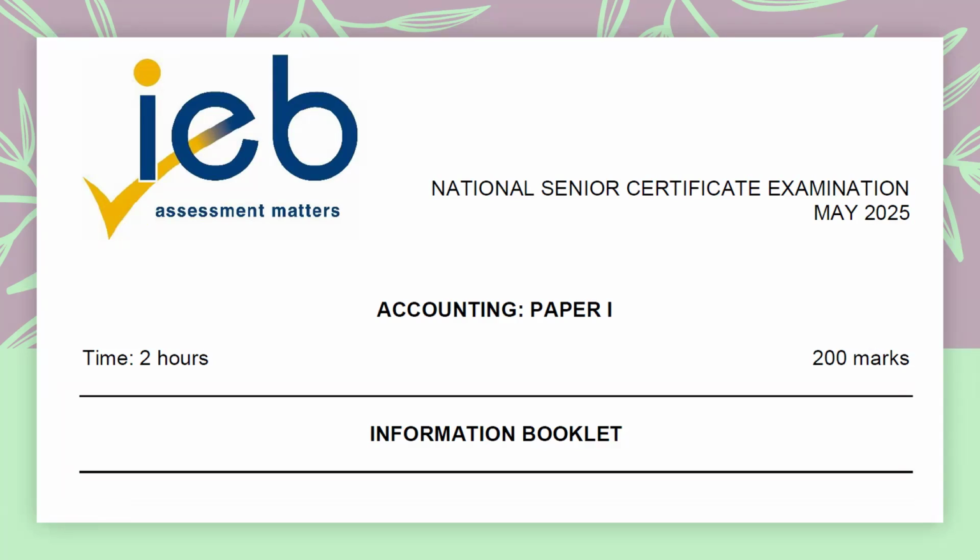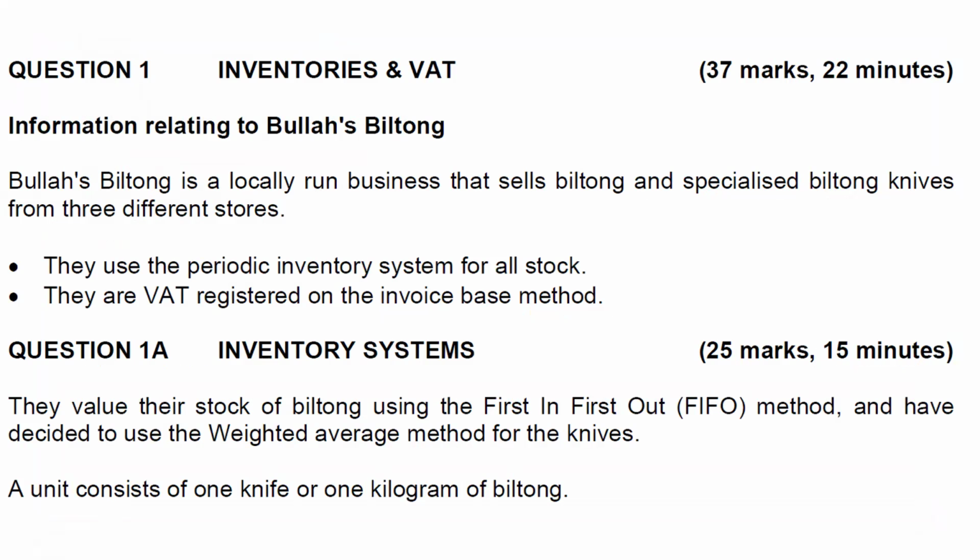Jamila. I'll be doing accounting paper one. It was written earlier this year in May, and I will be doing paper one. I will start with inventory and VAT.